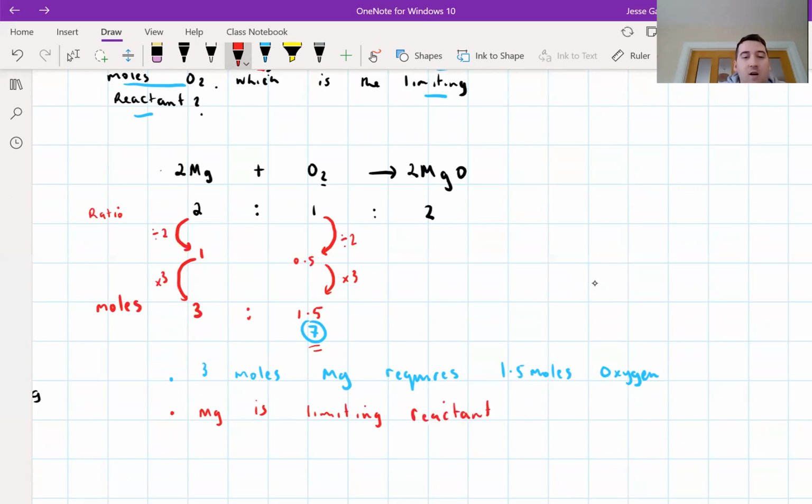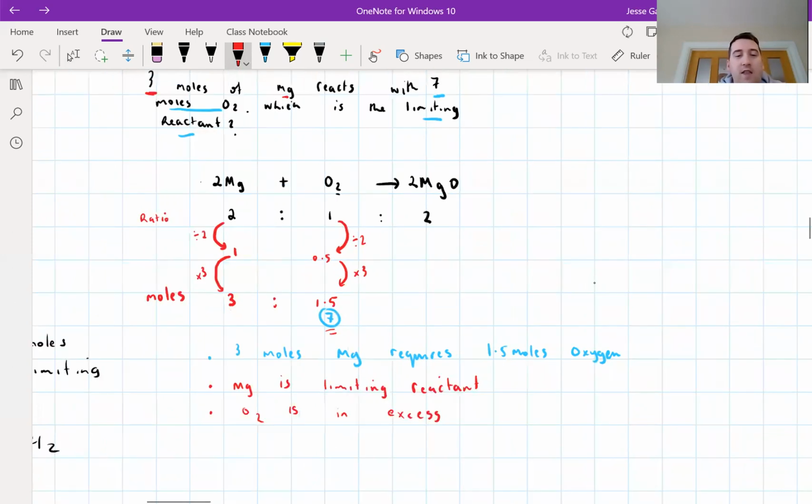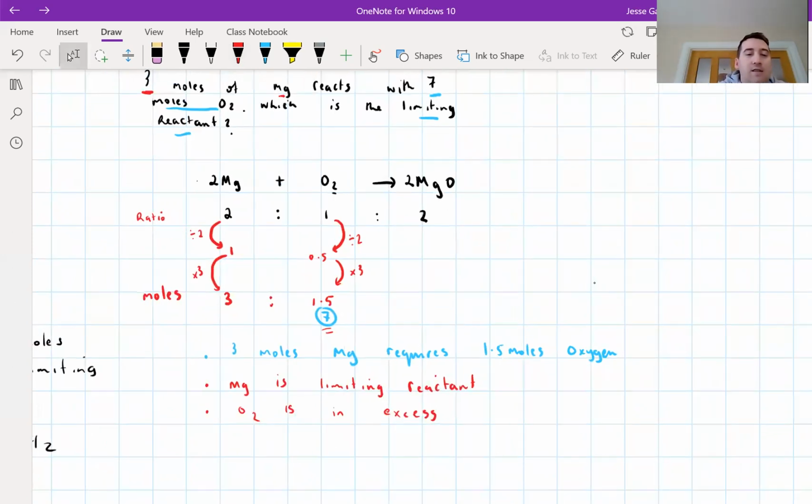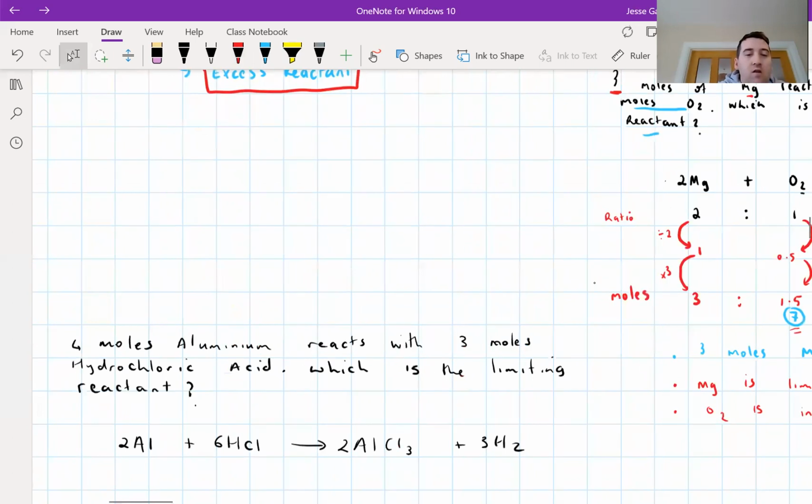And what does that mean about the oxygen? O2 is in excess. Right, so that's how you do that, guys. If you want to pause the video, take down that example. And now I have one for you to do.